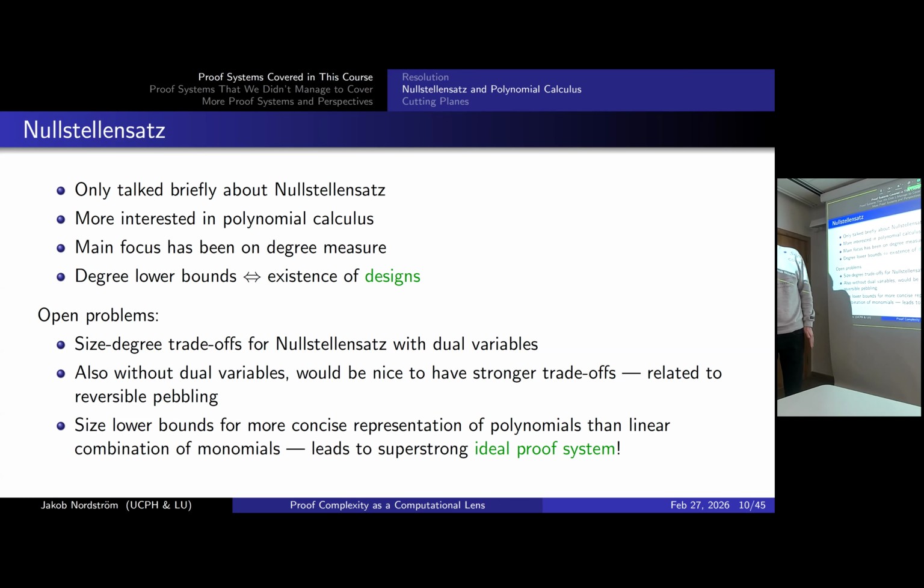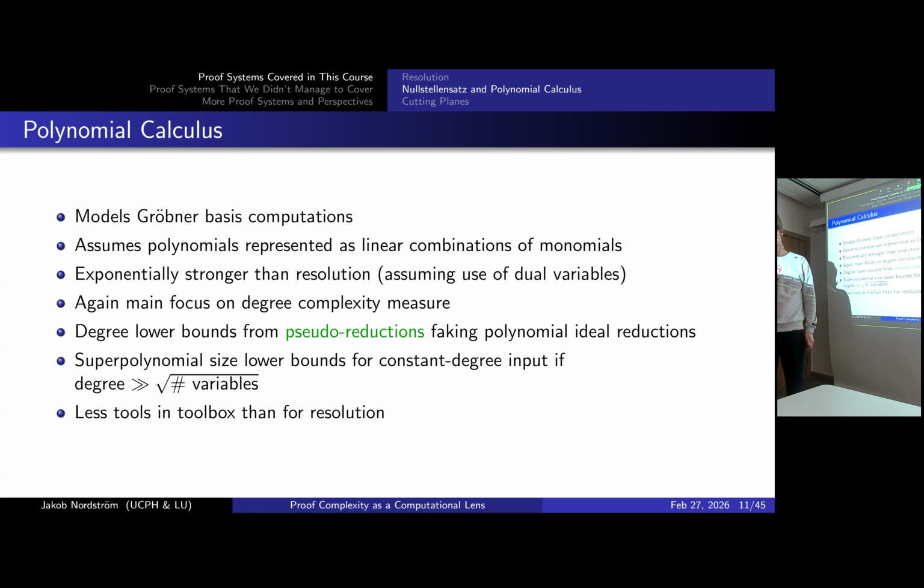From an algorithmic point of view, this is not too much of a restriction in the sense that most tools will use this representation or will have to transition through this representation. So we didn't talk so much about Nullstellensatz. We talked more about polynomial calculus, which models Gröbner basis computations, which are heavily used in computational algebra. We saw that, or maybe we just claimed proof by intimidation, that polynomial calculus is exponentially stronger than resolution.